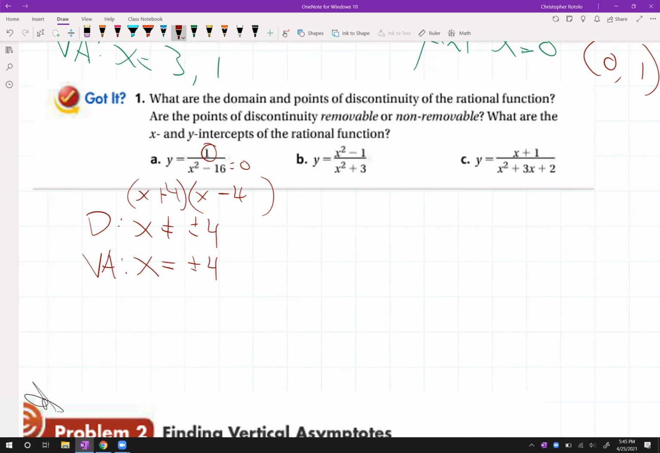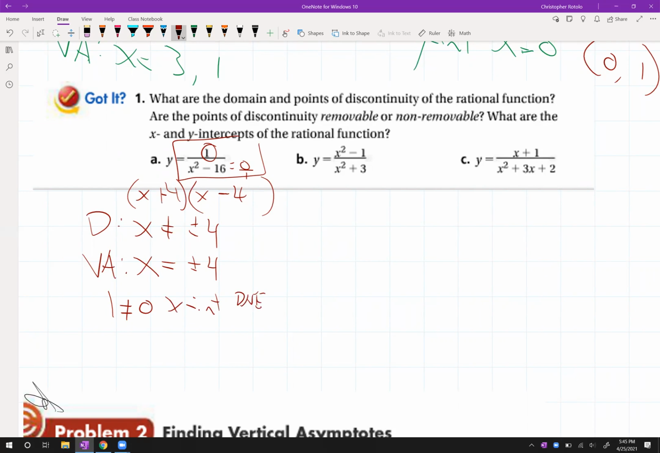X-intercept, we're going to cross multiply. Again, I'm going to put it over 1. So y is 0. I cross multiply and I have 1 equals 0. Well, that's not true. So I don't have an x-intercept. So x-intercept does not exist.